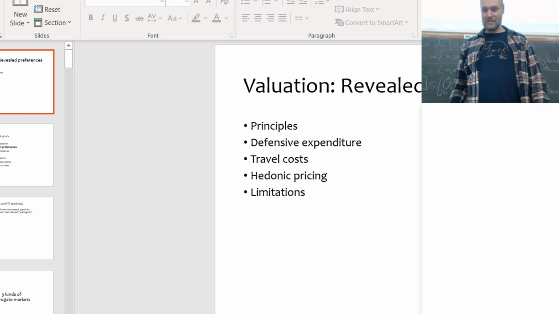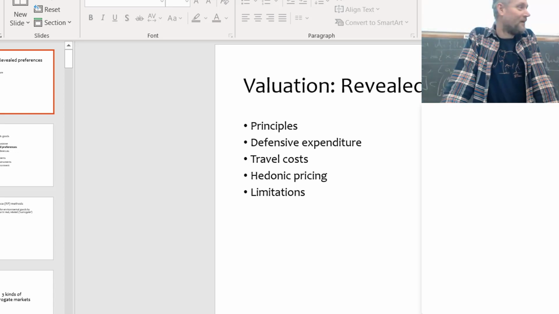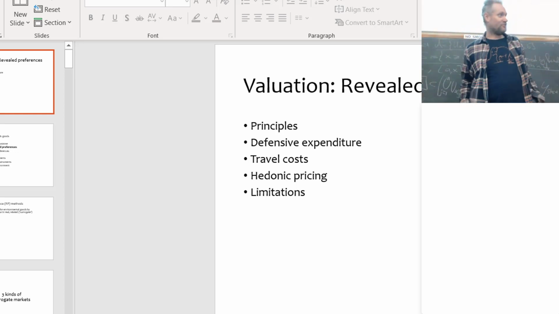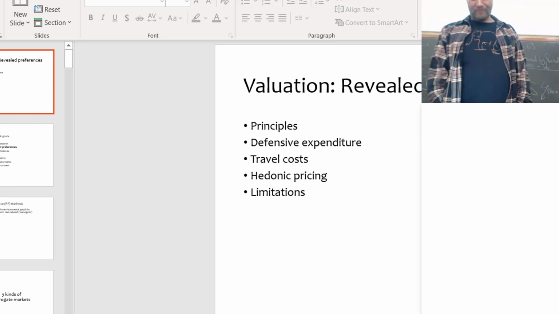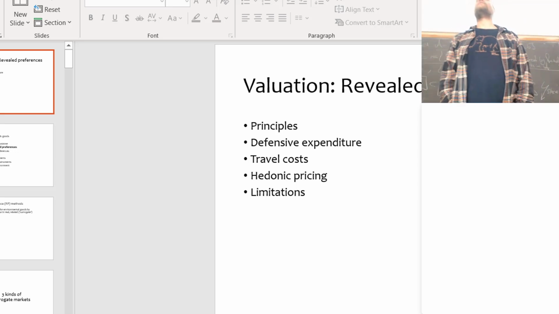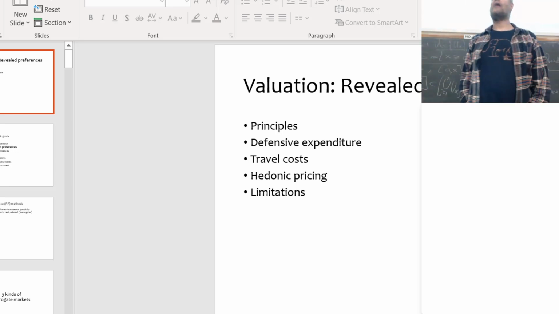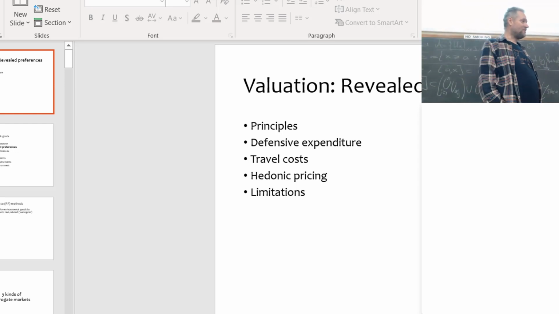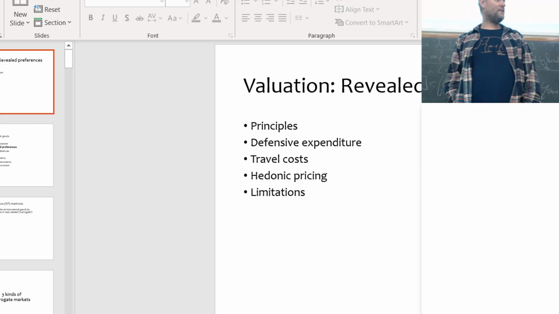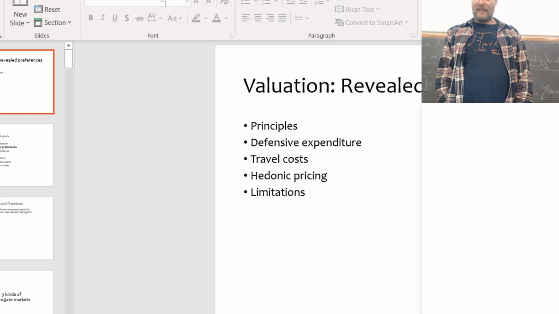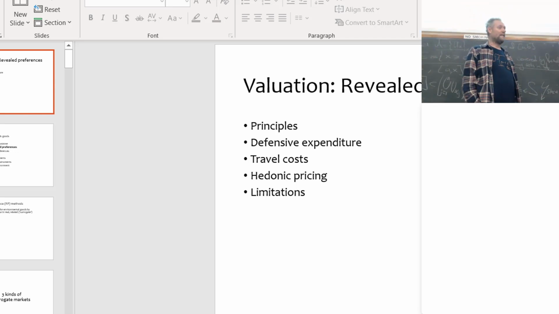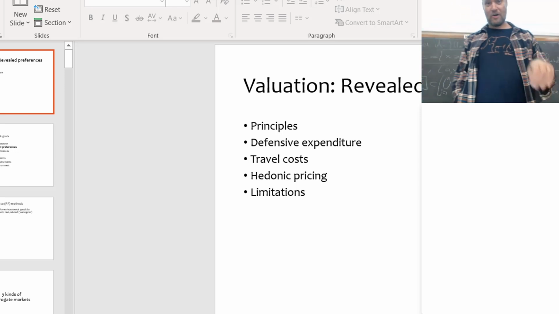So, last week I talked about value, what it is, types of value, why you would want to put a monetary value on environmental goods and services. And this week and next, I'm going to talk about how to do it. And today I'm going to start with a number of methods that together come under the name of revealed preference methods that are fairly robust, but also fairly limited in their scope and application.